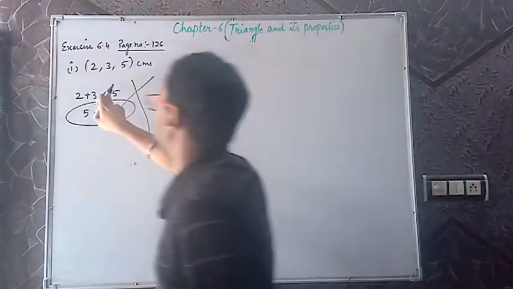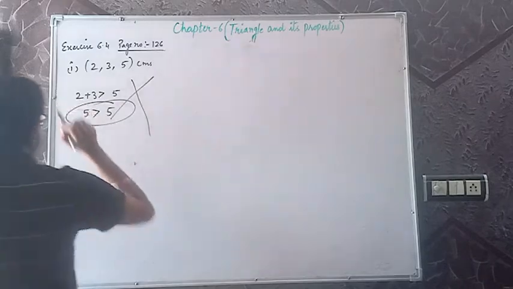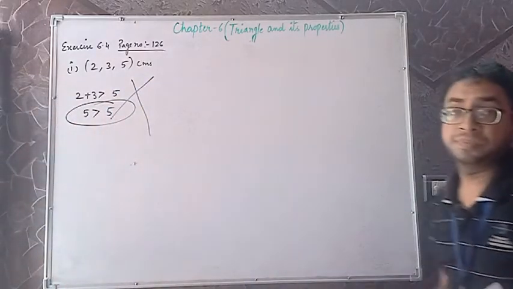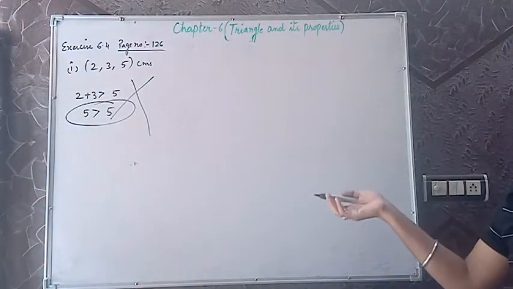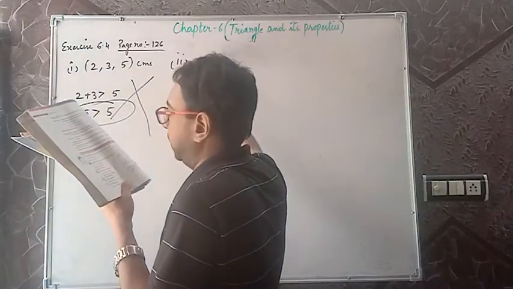The condition is that the sum must be greater than the third side. Sorry. So the sum must be greater. Not possible. 5 is greater than 5? 5 is equal to 5. Triangle is not formed.